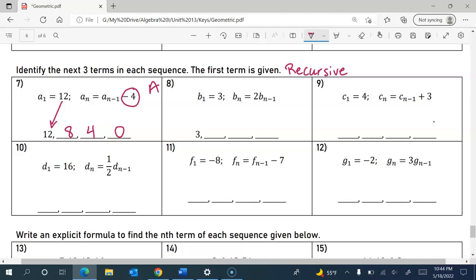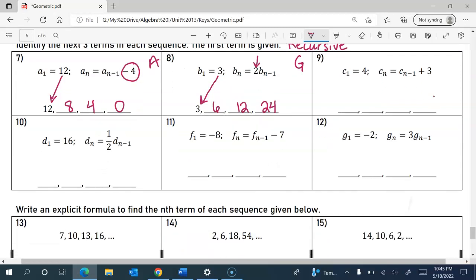We just move right along to number 8. It says b sub 1 is 3. That's my first term, so they brought it down for us. B sub n equals 2 times b sub n minus 1. So since I'm multiplying here, this will be geometric, right? So we're going to multiply by 2 every time. So 3 times 2 is 6. 6 times 2 is 12. And 12 times 2 is 24. And that's really all it's asking for, right? It's just telling you to find the next 3 terms. I think you can handle the rest of those on your own. We did an arithmetic and a geometric one.